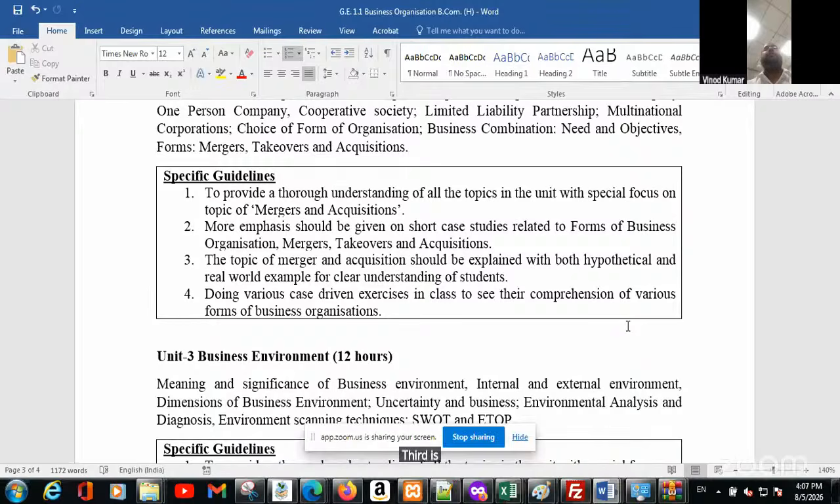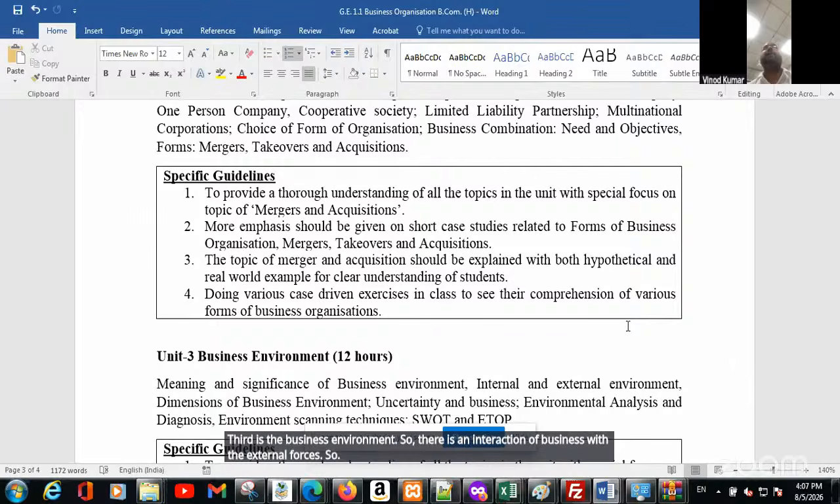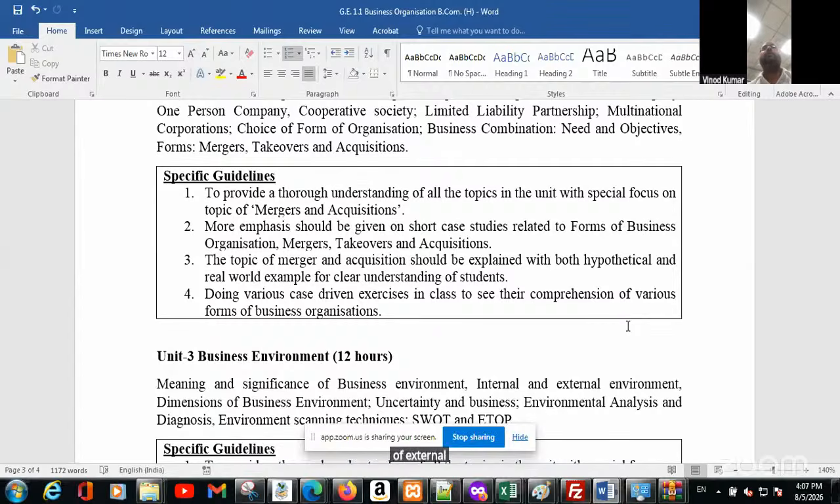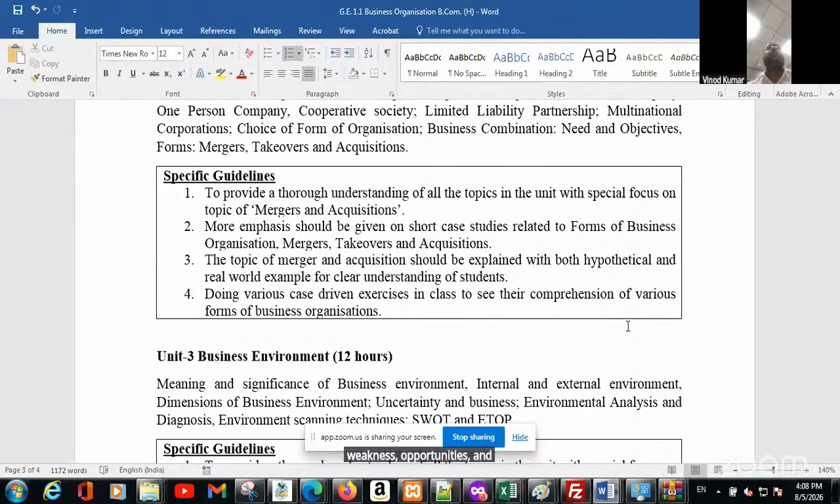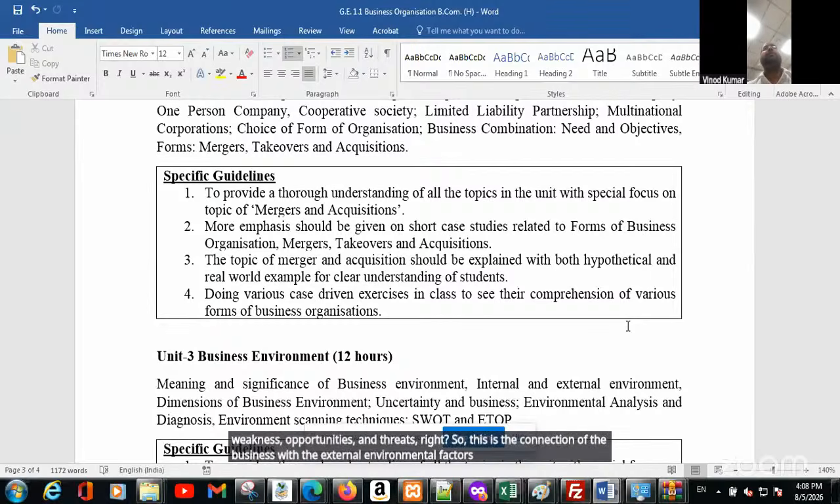Third is the business environment. There is an interaction of business with the external forces. How the economic environment is affecting the business, how the political system of a country is affecting the business, how the socio-cultural factors are affecting the business, right? There are various components of the external environment, and every component is uncontrollable, so a business will adjust itself according to the environmental settings. So this is unit 3, in which we also study the SWOT analysis: strengths, weaknesses, opportunities, and threats. This is the connection of the business with the external environmental factors.